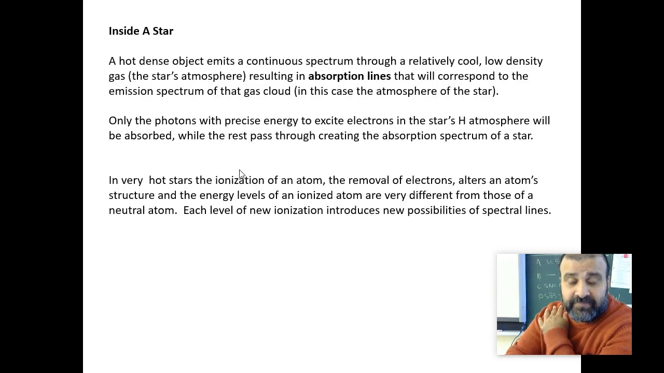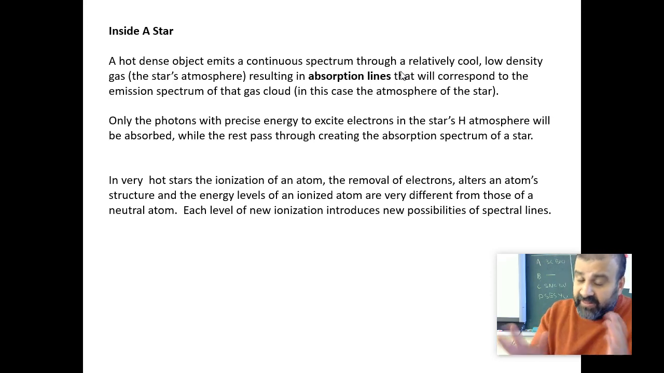Moving forward. So, inside a star, a hot, dense object, like a star, will emit a continuous spectrum through a relatively cool, relative to the core of the star, still super hot, low density gas, the star's atmosphere. This results in absorption lines that correspond to the emission spectrum of the gas cloud or the atmosphere of the star. Only the photons with precise energy to excite electrons in the star's hydrogen atmosphere will be absorbed. The rest will pass through, creating the absorption spectrum of a star.